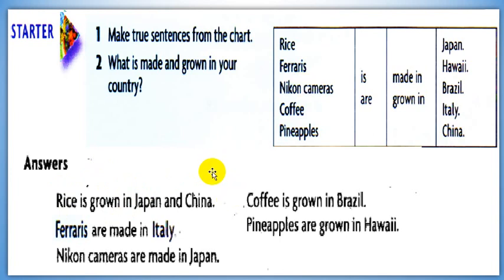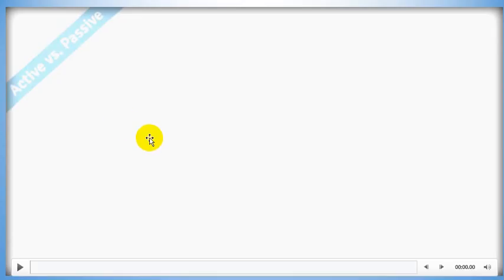Second, Ferraris, of course the cars, are made in Italy. Nikon cameras also are made in Japan. Coffee, كمحصول, is grown in Brazil. Pineapples, countable now, are grown in Hawaii. Now, let's watch a short video about how to formulate the passive voice in a simple way.